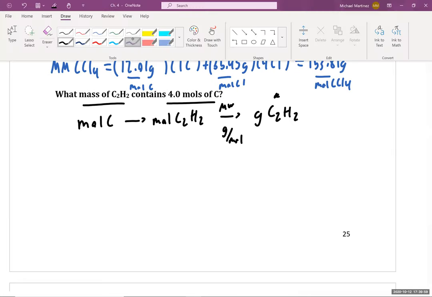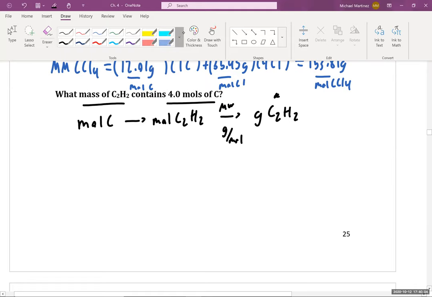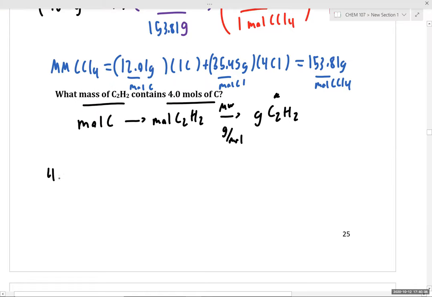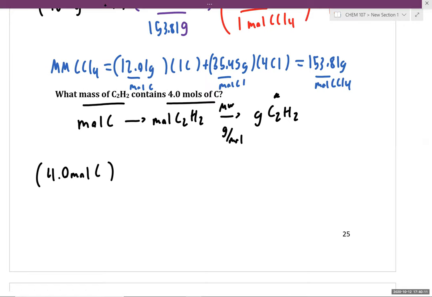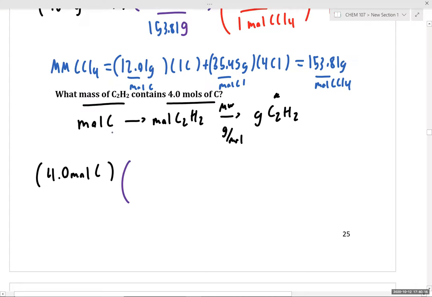Okay, so now that we have our solution map, we can execute on this solution map. We know that we have 4.0 moles of carbon. And now looking at the formula for C2H2, if this sample of C2H2 has 4 moles of carbon, how many moles of C2H2 are found per mole of carbon that we isolate from our sample? What's our mole to mole ratio looking at C2H2?